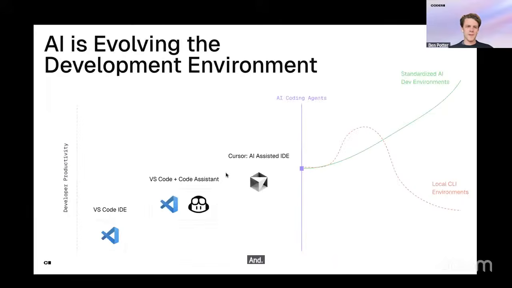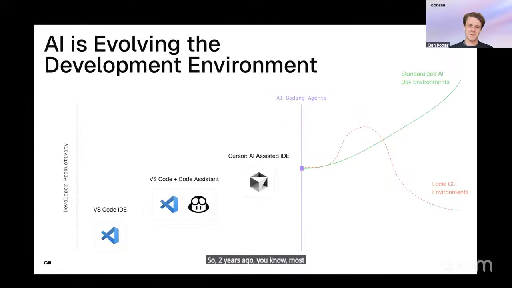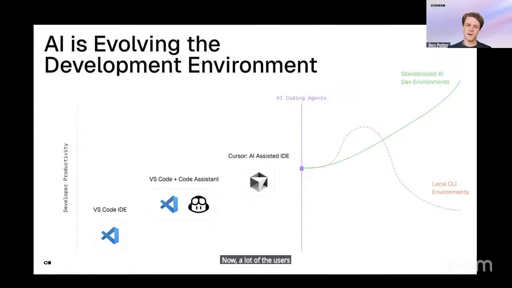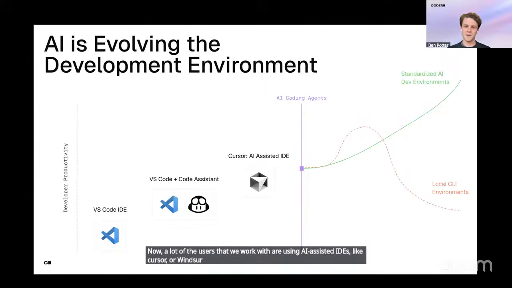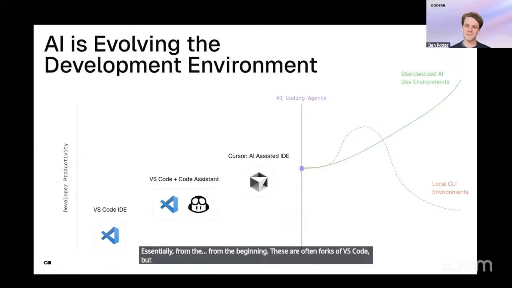And the final thing that we're noticing is AI is really evolving what a developer environment means. So 2 years ago, most developer environments were just the IDE. Now we're seeing a lot of code assistants being used, whether that's GitHub Copilot or GitLab Duo. And that was kind of the first stage of AI augmented development. Now, a lot of the users that we work with are using AI assisted IDEs like Cursor or Windsurf or Zed, which are new editors that have AI built in essentially from the beginning. These are often forks of VS Code, but have AI capabilities built in.